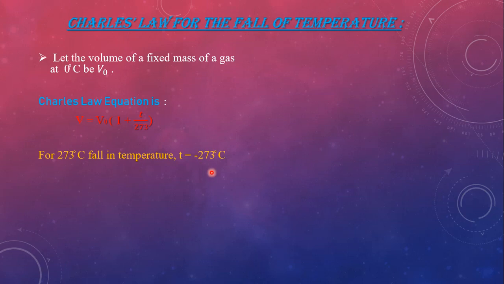So now what we are doing is we are decreasing the temperature and we are trying to study the effect of decrease in temperature on the volume. We know the volume decreases. Okay, so how does it decrease? Let's see. Now the Charles' law equation becomes, you have to just replace this t with minus 273. I have replaced this t with minus 273. Now, after simplification, what I get is minus into plus is a minus 273 by 273.